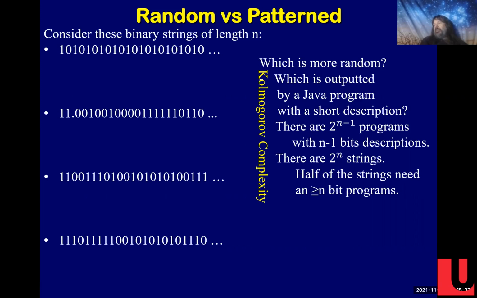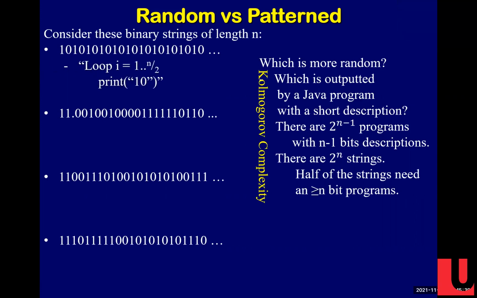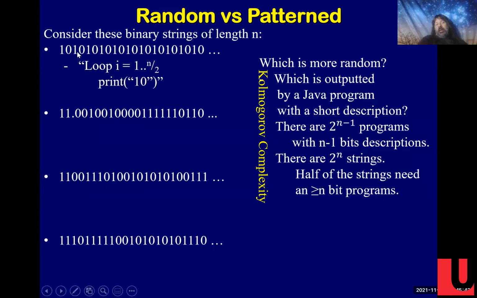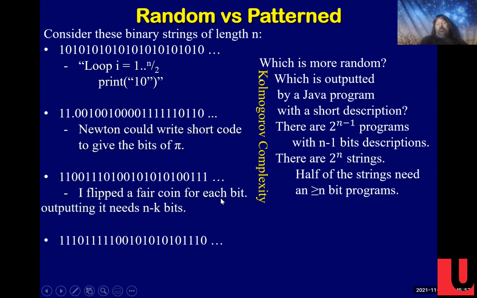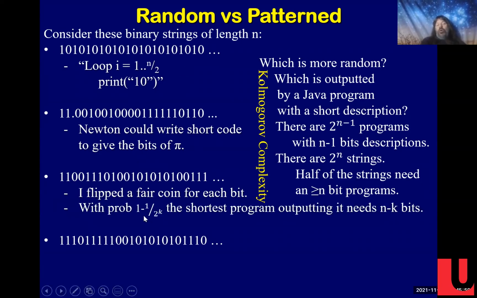Are people kind of following this? Right. Here's the Java program that's outputting this. It's pretty short. Here Newton could give you a Java program that could output all the bits of pi. Here, these were all flipped randomly. When I flipped them randomly, you could do a little math here to prove this.